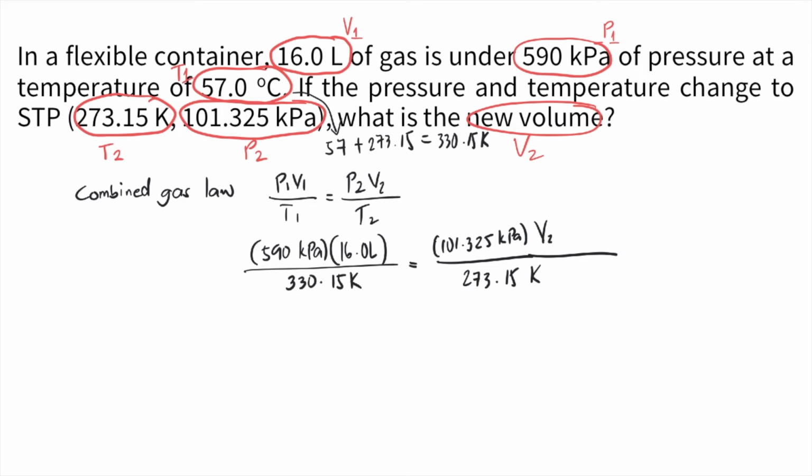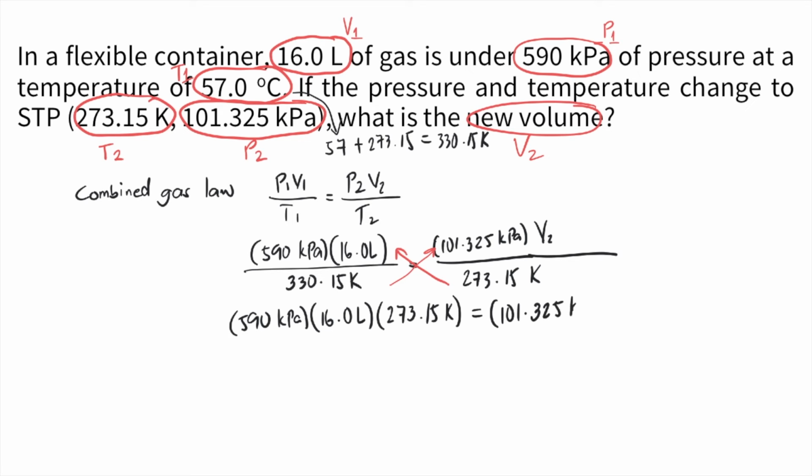So what you want to do first is you cross multiply. So that becomes 590 kilopascal times 16.0 liters times 273.15 Kelvin, equal to, on the right side, we have 101.325 kilopascal times V2 times 330.15 Kelvin.